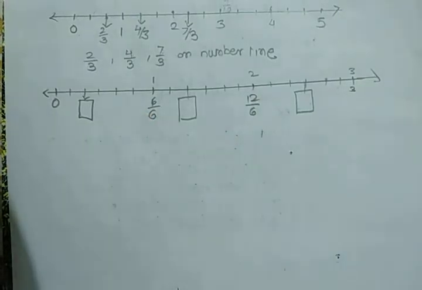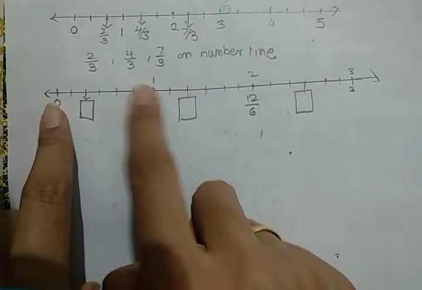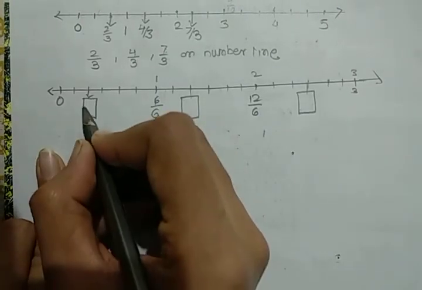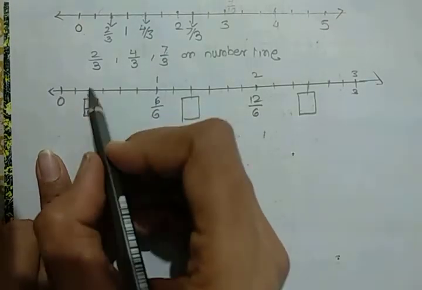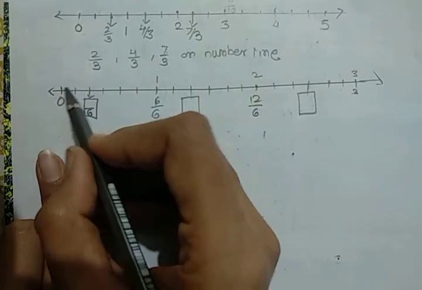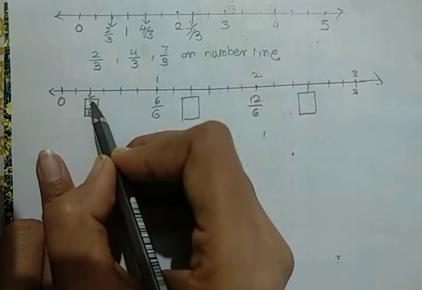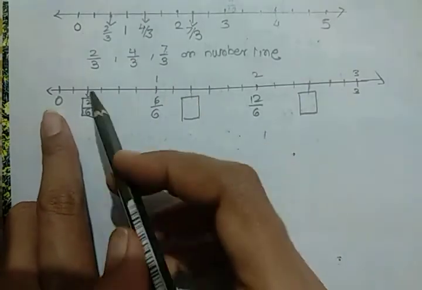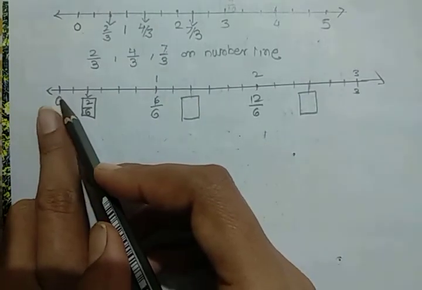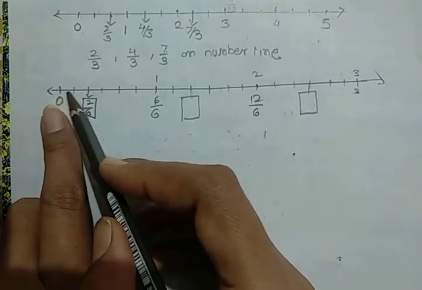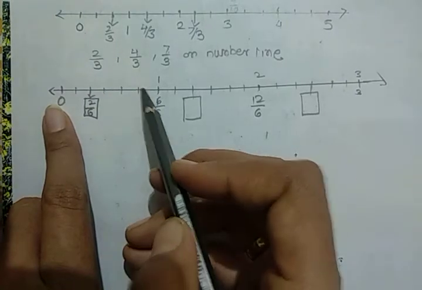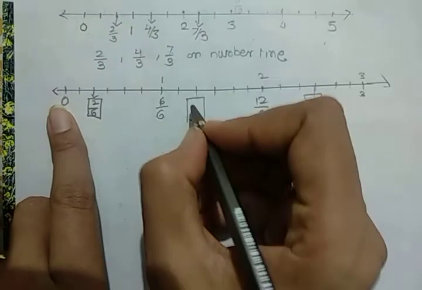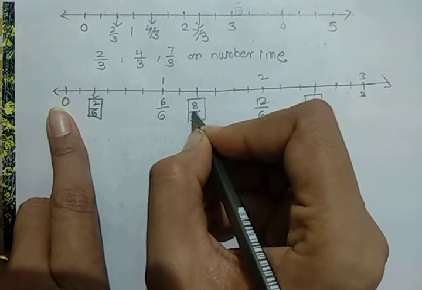Now fill the boxes. In 2 digits there are 6 equal parts. It means denominator is 6. And this is the second part from the 0. So this box is 2 upon 6. Now let's see this box. Start counting from the 0: 1, 2, 3, 4, 5, 6, 7, 8. So this point is 8 upon 6.